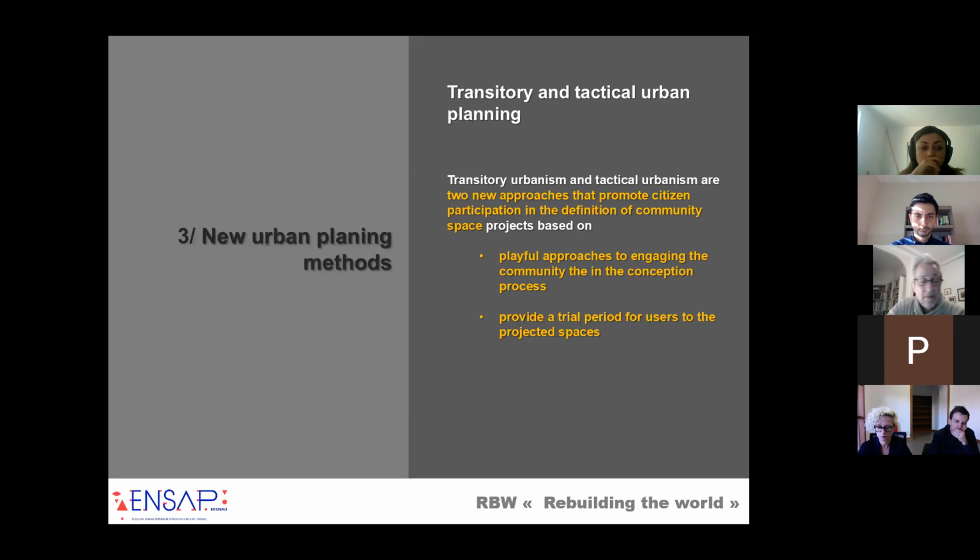And another method that is also used for this phenomenon, and uses these concepts I talked about, is transitory and tactical urban planning, which interests architects and urban planners because they promote citizen participation in the definition of community space with a playful approach, or provide a trial period, a temporary period in project spaces.